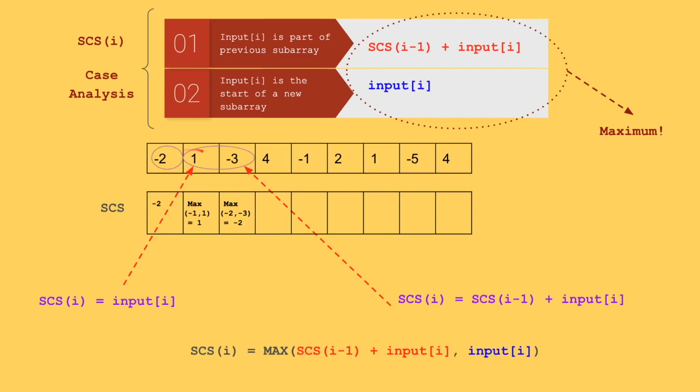But if it starts its own subarray, then the value of the sum at this location would be 1. Now we find the maximum and we see it's 1, so then we decide this should start a new subarray. But for minus 3, if it starts a subarray by itself, the value would be minus 3. But if we included it in the previous one, 1 minus 3 would be minus 2, and then the maximum between minus 2 and minus 3 is minus 2, so that means it has to be part of the previous subarray. So we can write our recursive function to be the maximum of these two cases.